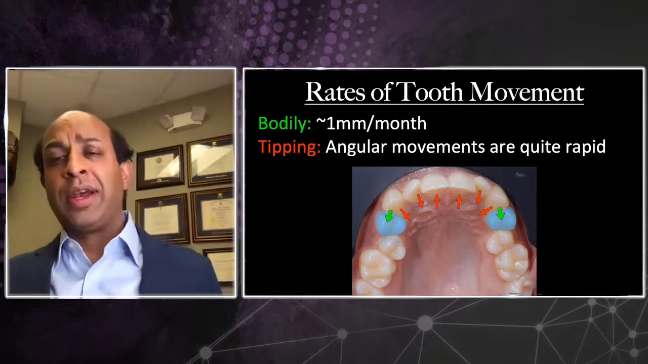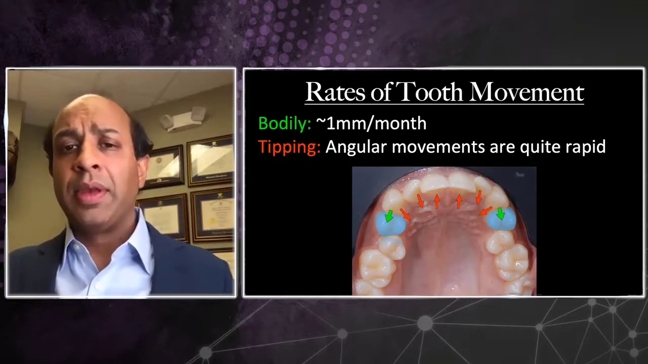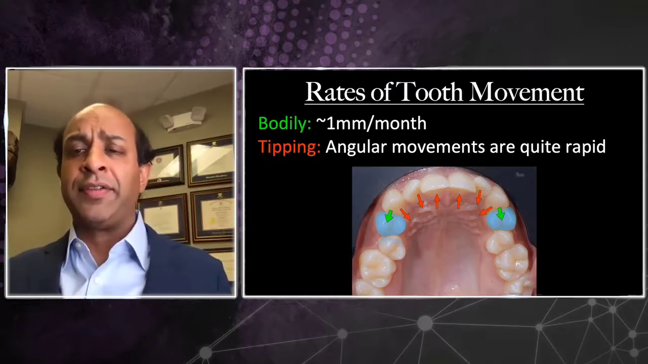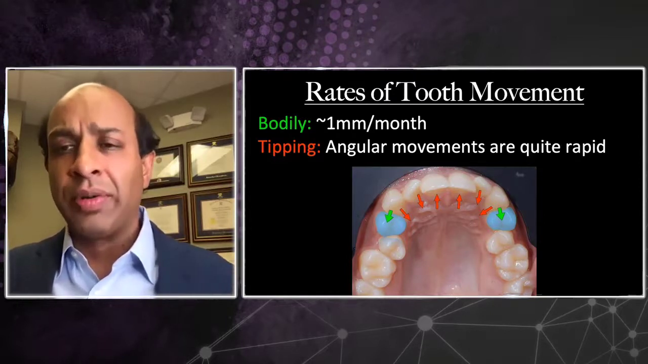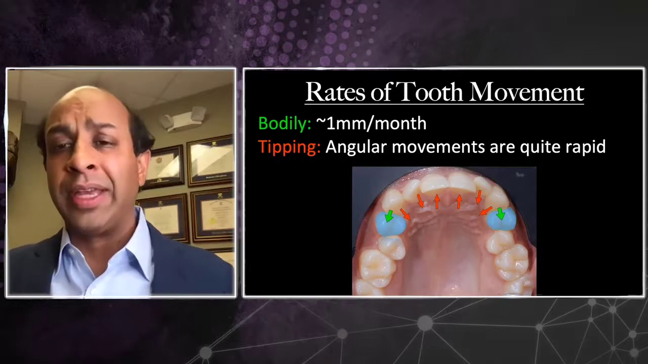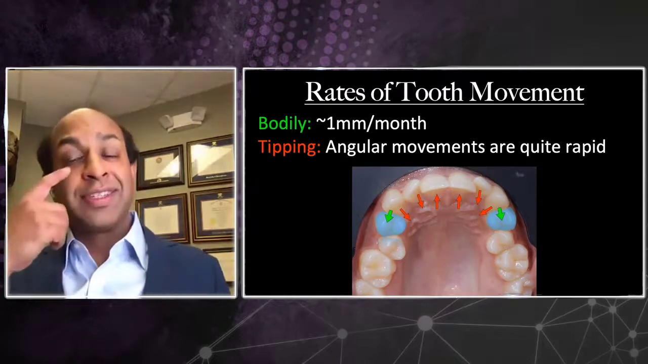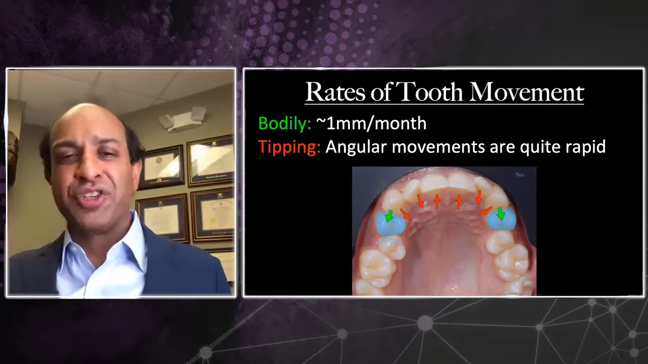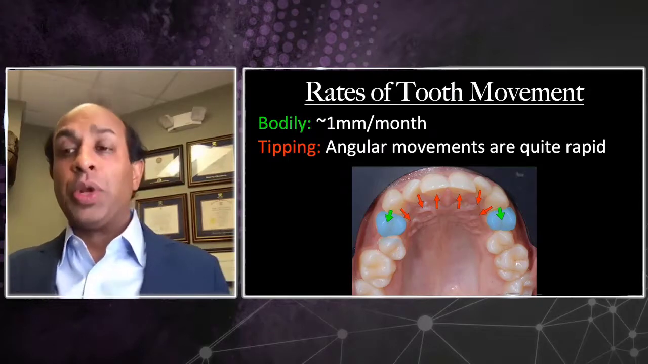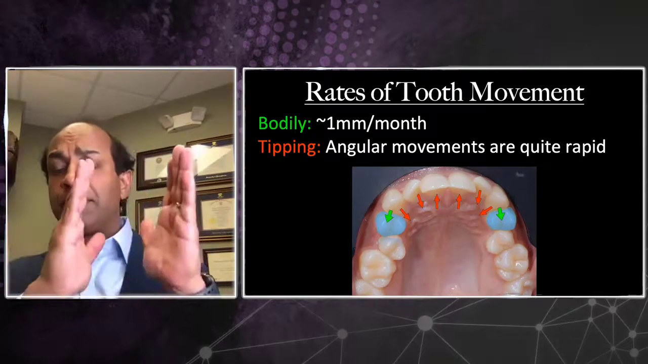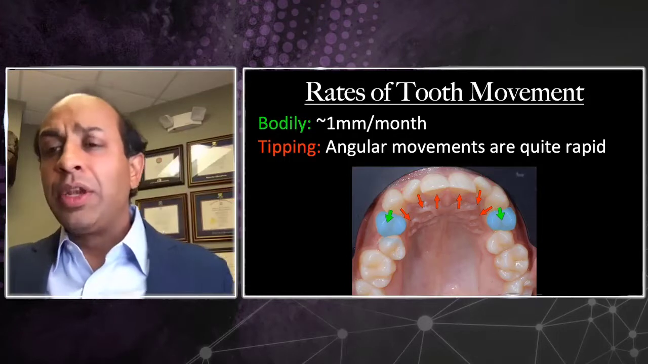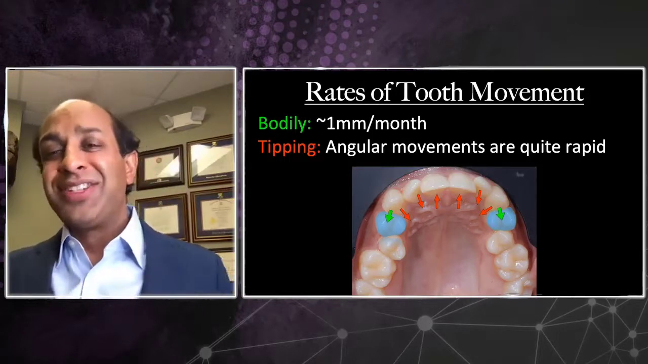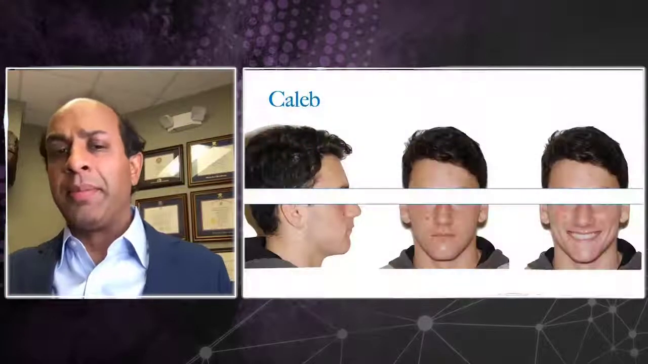what generally you can understand and base your decisions off of is that if it's a tip movement only, they occur quite quickly. And what is great for the patients is they also see that beneficial change rather quickly. When you're talking about bodily moving a tooth, then you should estimate those movements to occur about 1 millimeter a month.